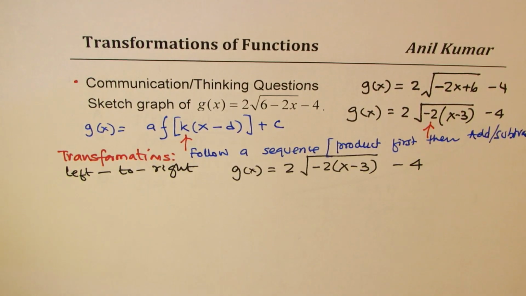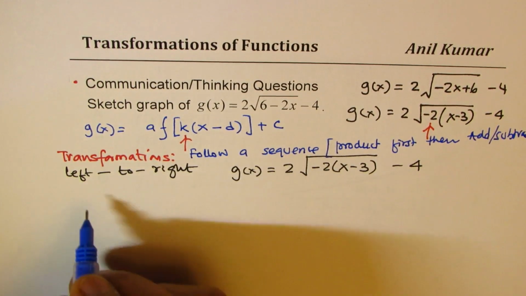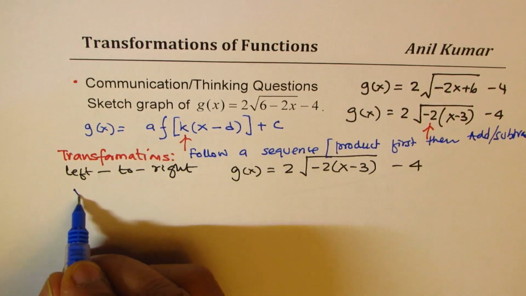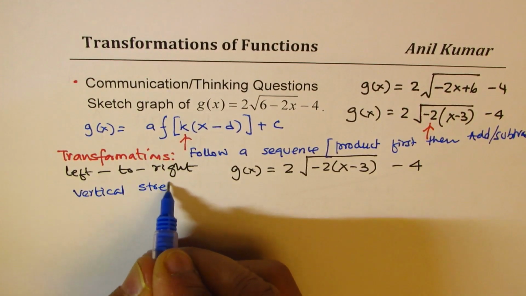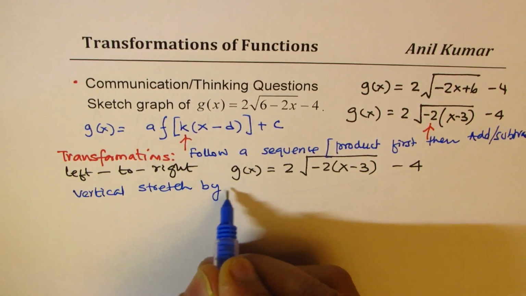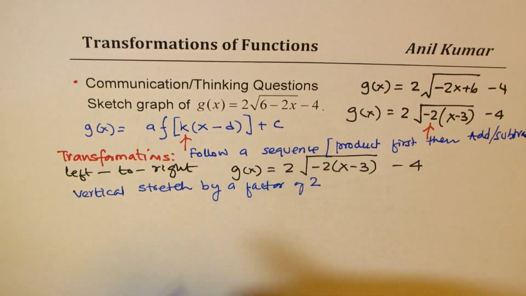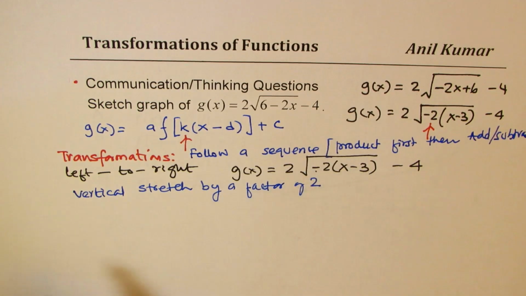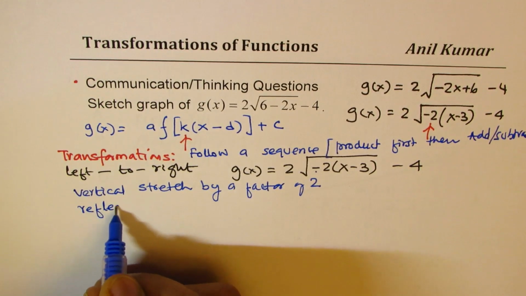What does this mean? Now this 2 here means, let me write in a different way, there's no reflection here. This is a vertical stretch outside, right? By a factor of 2. That's what it means. Now within the square root, we have the square root function, and this negative here means reflection on the y-axis.